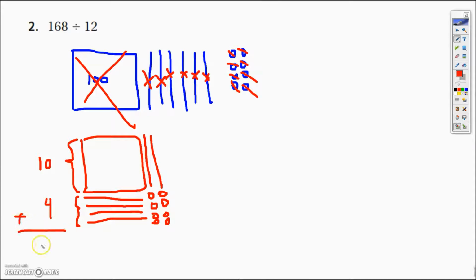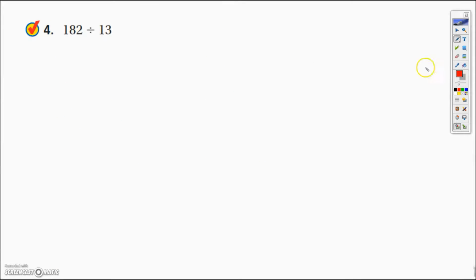If I add those together, how many rows do I have? 14. So 168 divided by 12 is 14. Okay, so we just modeled that with pictures. Here's another one. 182 divided by 13.